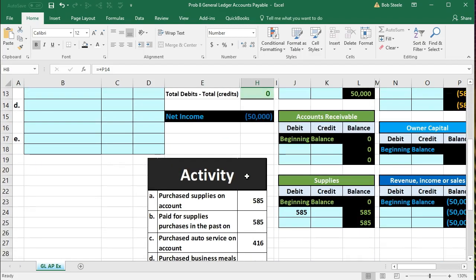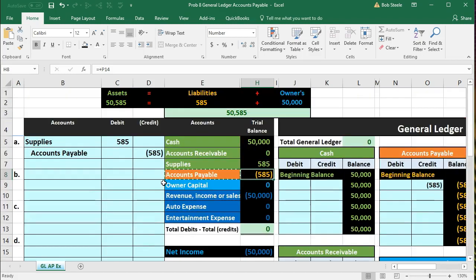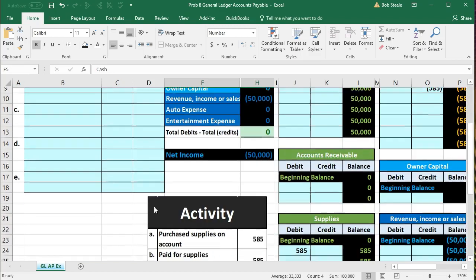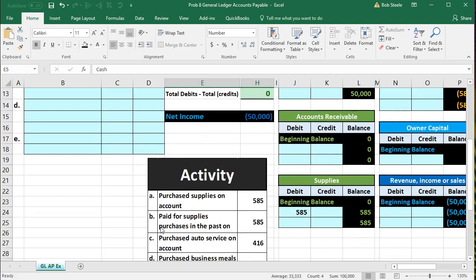Scrolling back down, next activity that happened, B says, paid for supplies purchased in the past, 585. First question, is cash affected? In this case, we're going to say yes, the term being paid. Now remember, you might have seen that. You might have said paid is usually a key term for cash. And you might also say, but it also says accounts on account. Well, it doesn't say on account here, but it could have said on account.